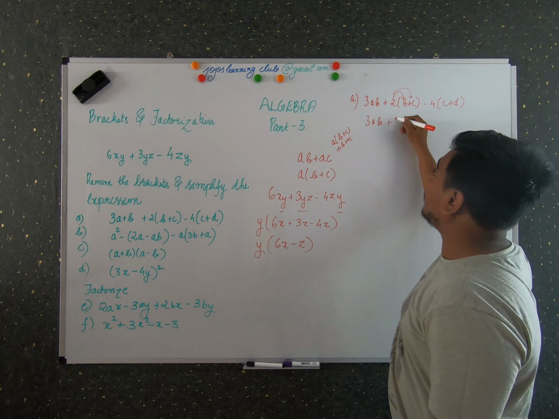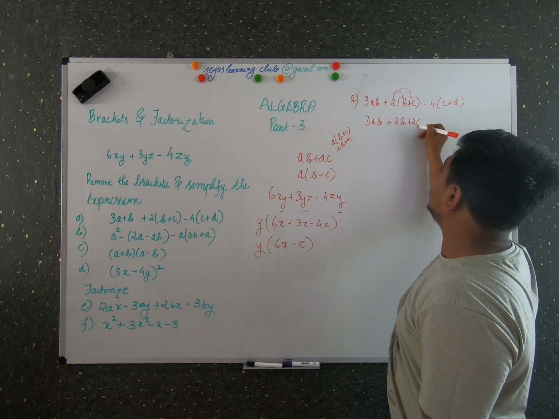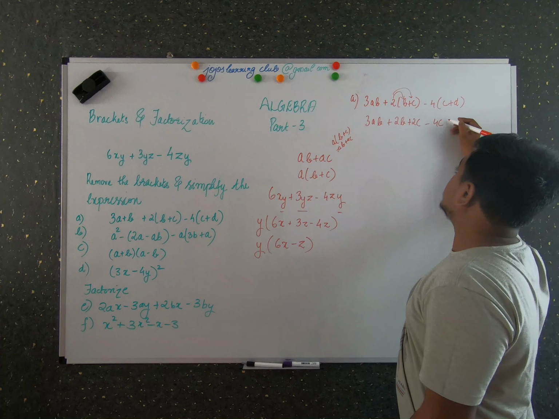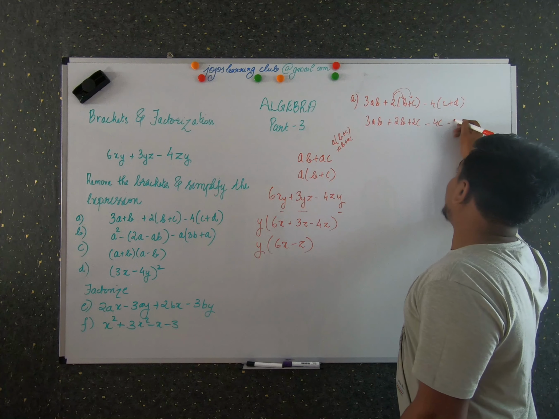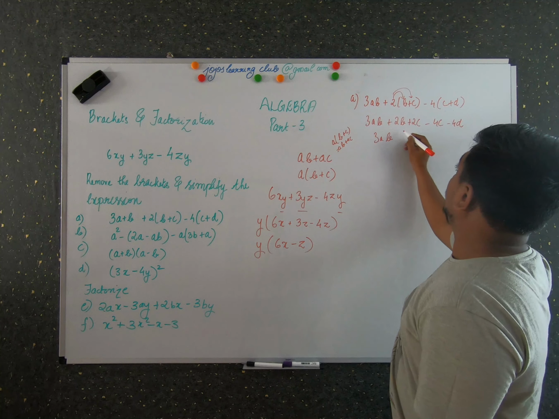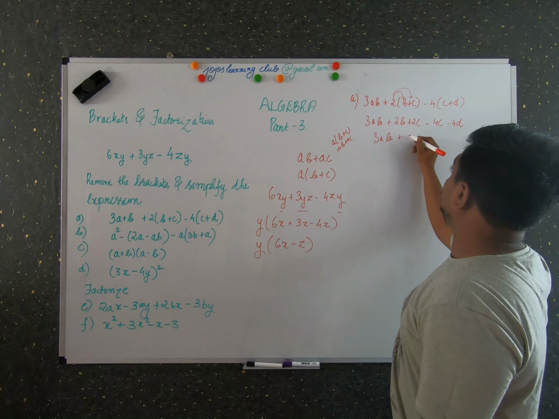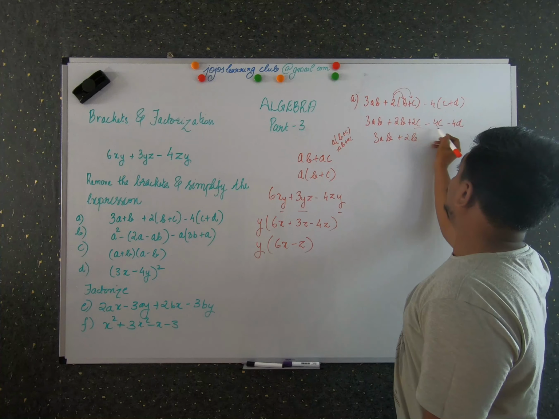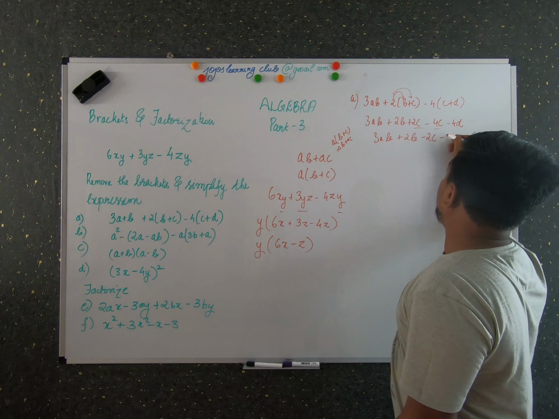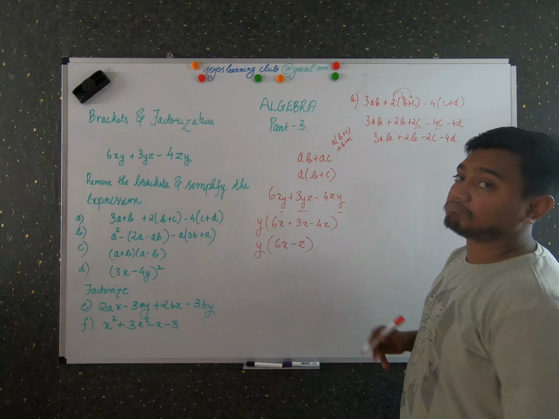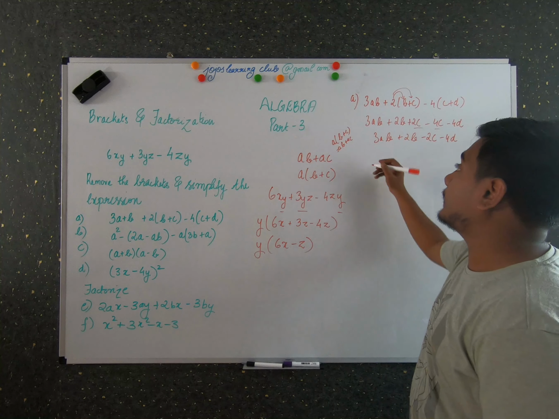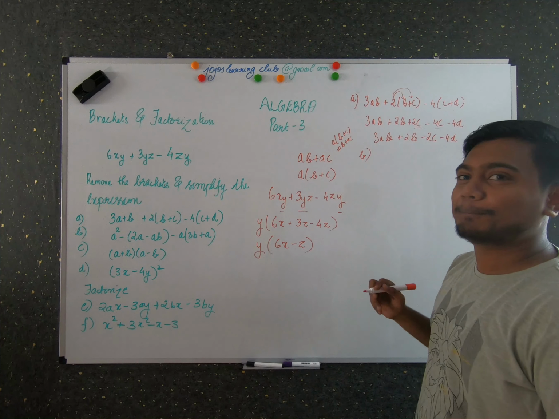Now back to the problem. 2b plus 2c minus 4c, minus into plus is minus, so minus 4d. Now simplify it. 3ab, 2b, 2c and minus 4c, so you can write minus 2c, minus 4d. That's all about it, and this is the simplified form. And now let's do problem number B.